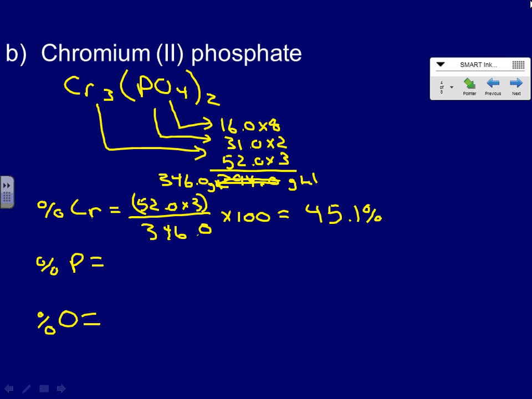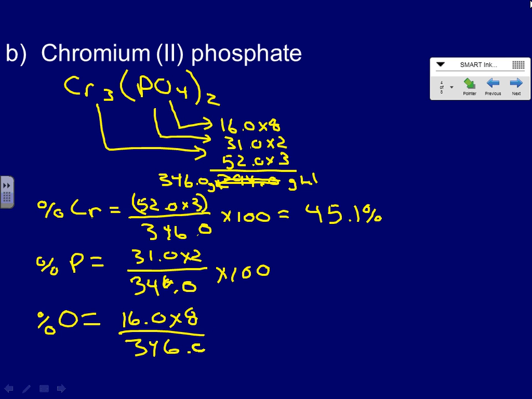So for the phosphorus, 31.0 times 2 divided by 346.0 times 100. And then now our 16.0 times 8 over 346 times 100. And when you get a big, this is not a molecule, this is a formula unit, but when you get a big entity like this, here's where there's some value in calculating each of them on their own and checking to see if they add to 100.